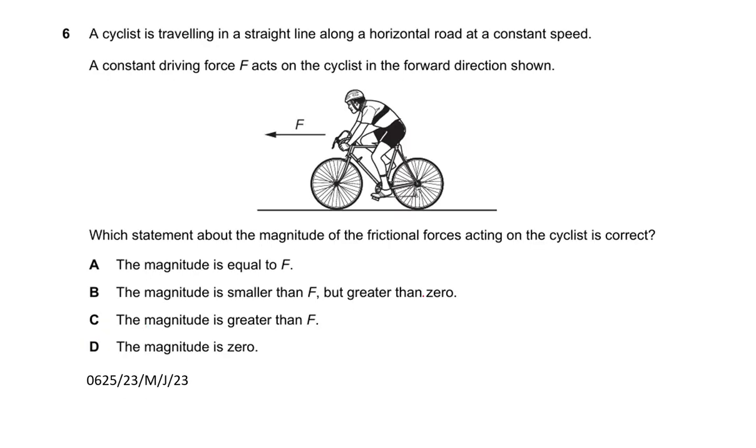Next question. A cyclist is traveling in a straight line along a horizontal road at constant speed. Wherever you see constant speed, balanced force. Force in the forward direction and the backward direction must be same. A constant driving force F acts on the cyclist in the forward direction. Which statement about the magnitude of the frictional forces acting on the cyclist is correct? Definitely the magnitude is equal to F is correct, because he is moving with a constant speed, so that must be the frictional force Fr.